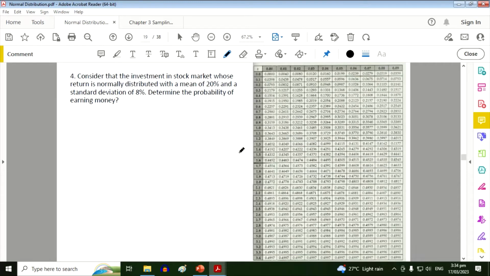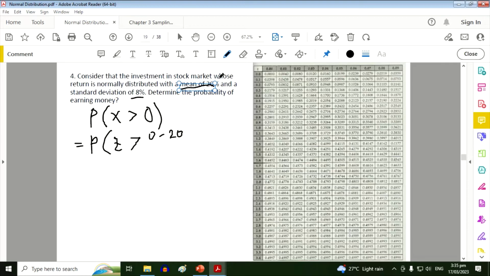Next, number 4. Consider the investment in stock market whose return is normally distributed with a mean of 20% and a standard deviation of 8%. Determine the probability of earning money. Okay, so when we earn money, it's of course greater than 0 because it means we're now earning our money. So we'll convert again that to z. So that's greater than 0 minus the mean, which is 20.